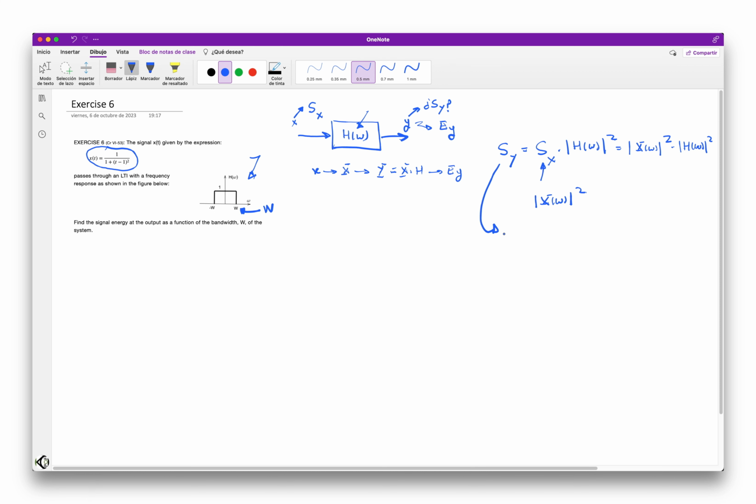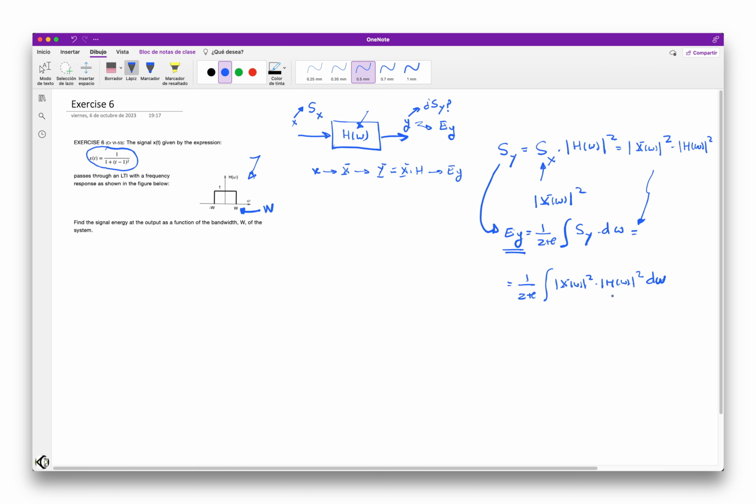Once we know this, obviously the energy at the output is always 1 divided by 2 pi, the integral of the energy spectral density at the output times d omega. So with the formula that we have just calculated, we will calculate 1 divided by 2 pi, the integral of the modulus of the input signal's transform squared times H of omega squared d omega. Okay, so this is how we will calculate what they are asking for.